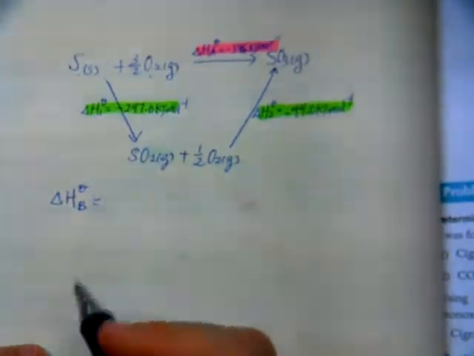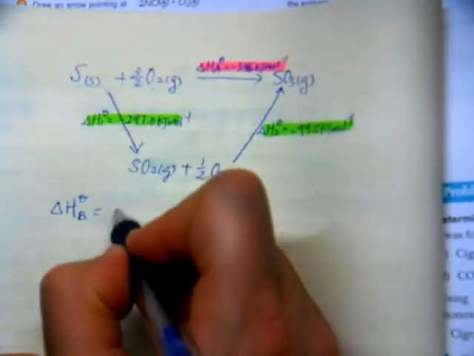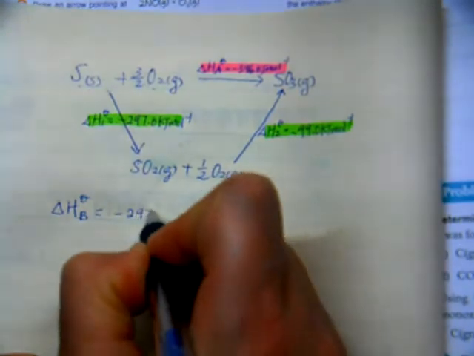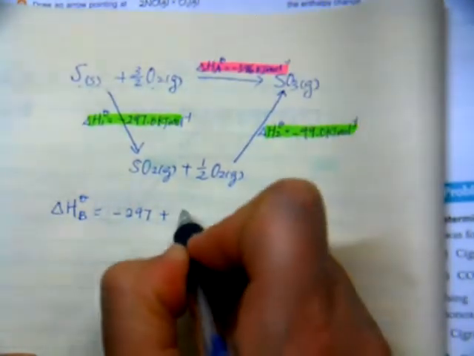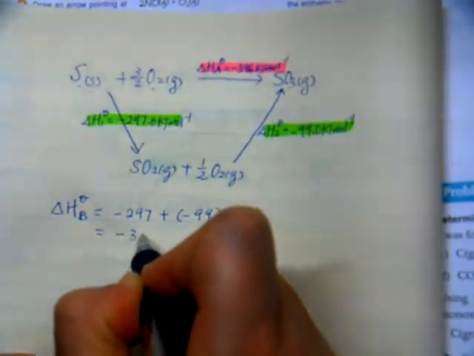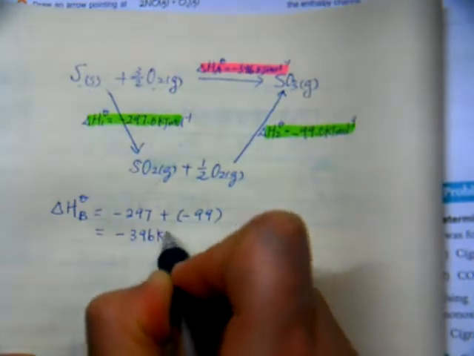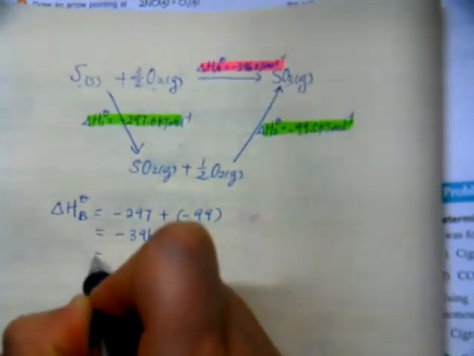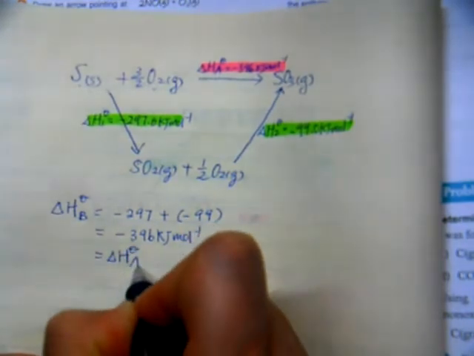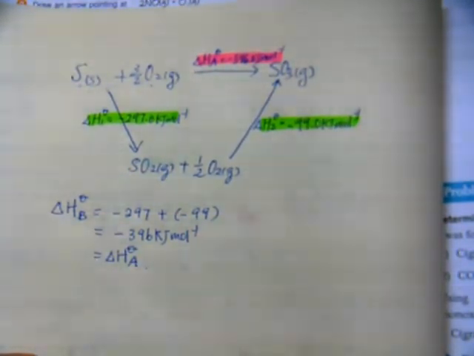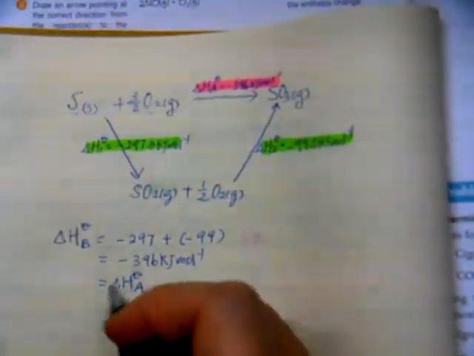Now, can you help me to work out what is the overall enthalpy change for route B? Overall enthalpy change of route B is equal to negative 297 plus negative 99, which is negative 396 kilojoule per mole, which is equal to the enthalpy change of route A. Do you understand? So that's the answer for class practice 35.1.